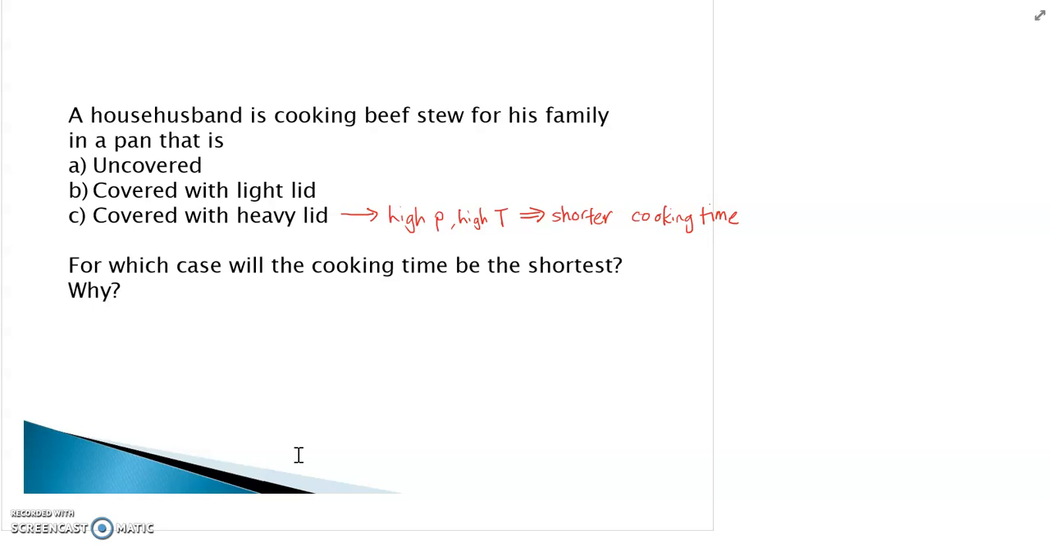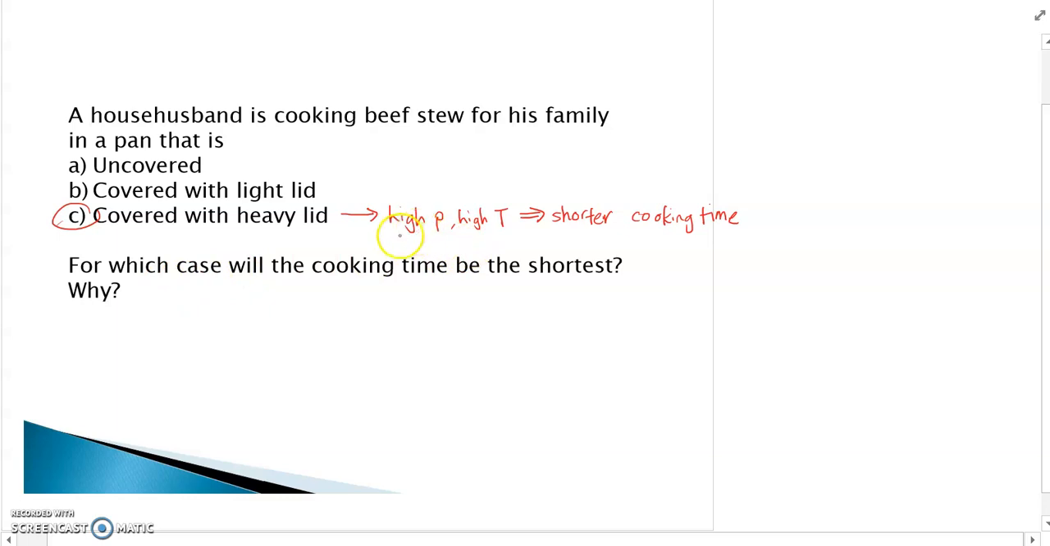And this is the last slide of last week's lecture. So we have discussed this and the answer is C. Okay, for this question, a husband is cooking beef stew for his family in a pan. That is, the answer is C. Okay, C. Covered with heavy lid.